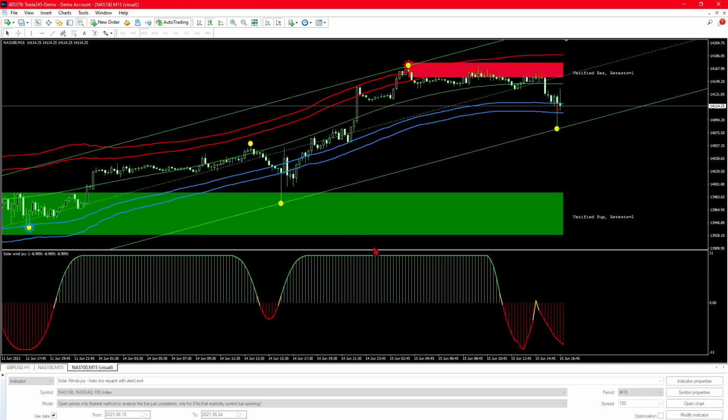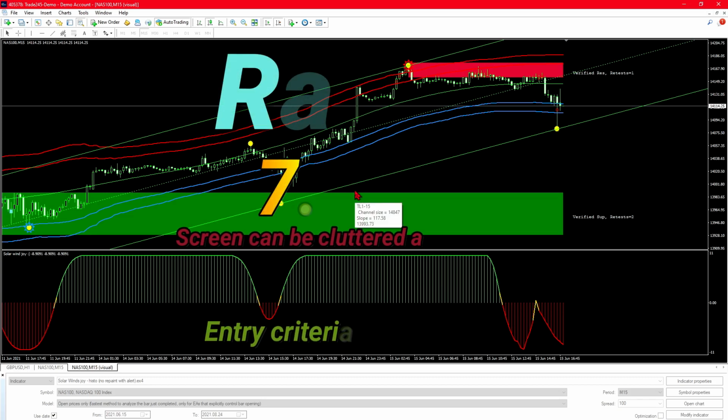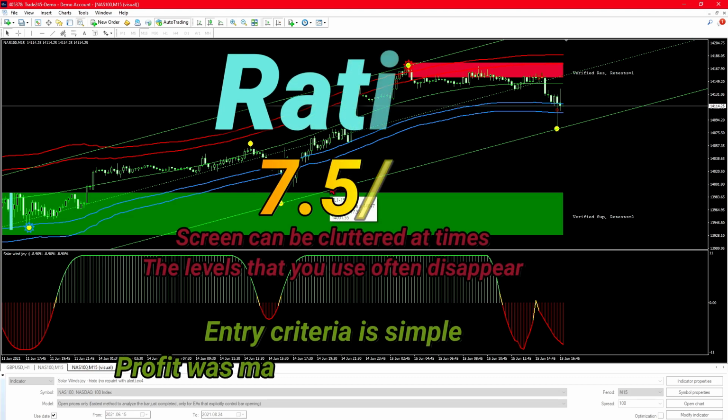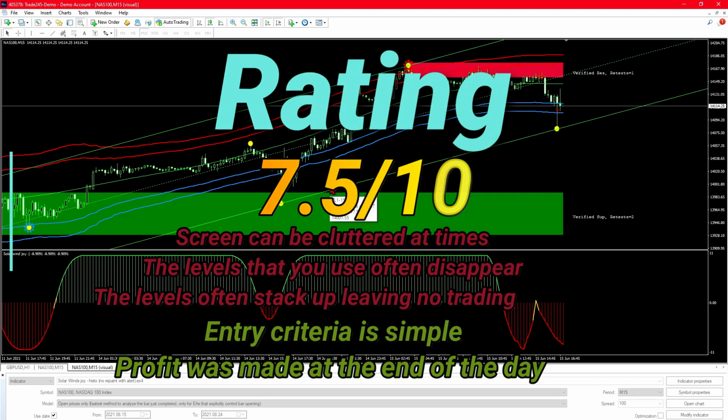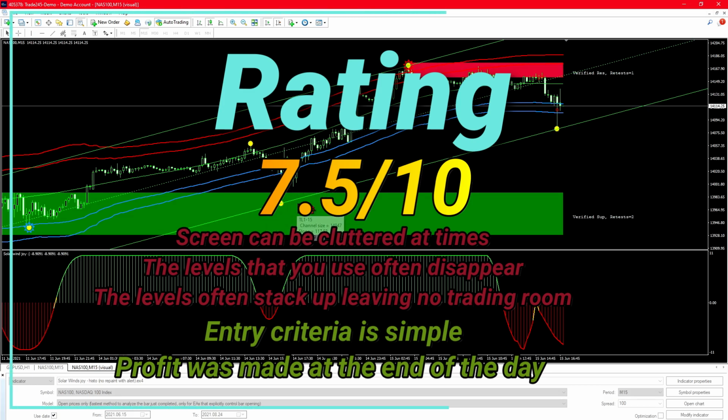When it comes to the system, the rating that I would give it is a 7.5 out of 10, since it is pretty straightforward with your entry criteria and the visuals to make it easier as well to enter the trades. The only downsides that it has is that the support and resistance levels do often disappear, and that means that you need to mentally remember where the level ends.